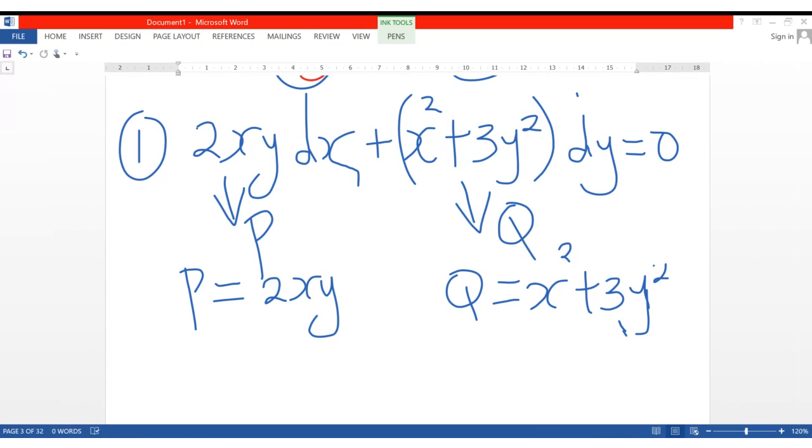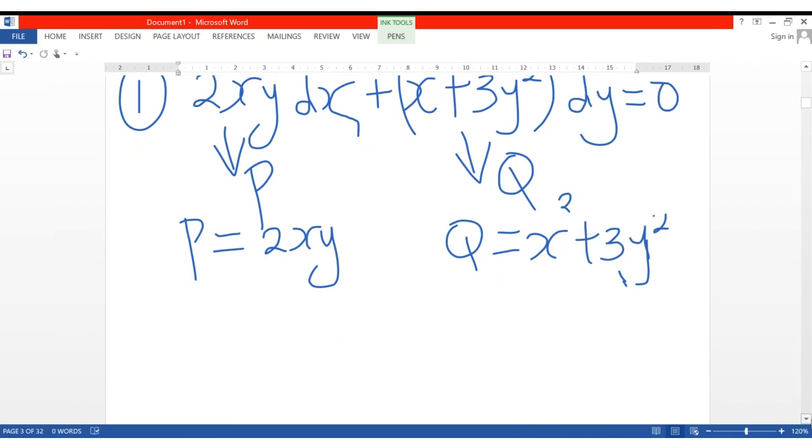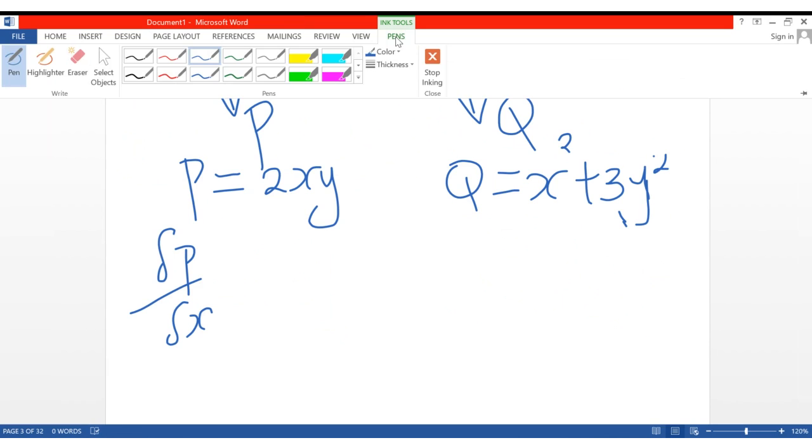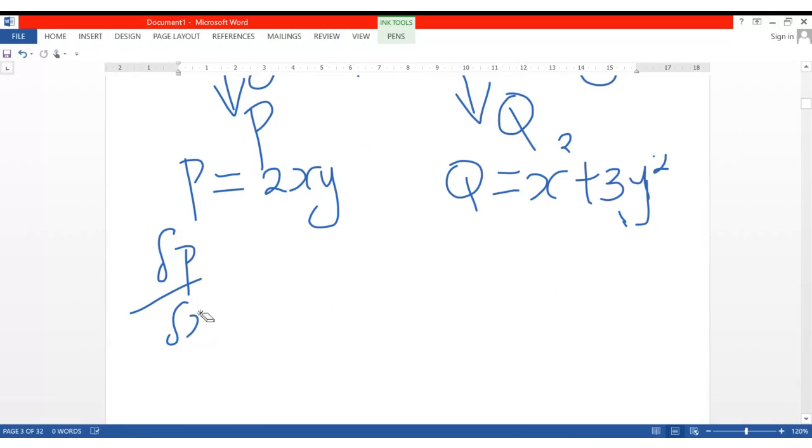If they are the same, then we shall be able to say it is an exact differential equation. If they are not the same, it is not an exact differential equation. So let's do this one partially. So I have partial p, partial y. That's what I had said. Partial p, partial y, and this one I'll do partial q, partial x.